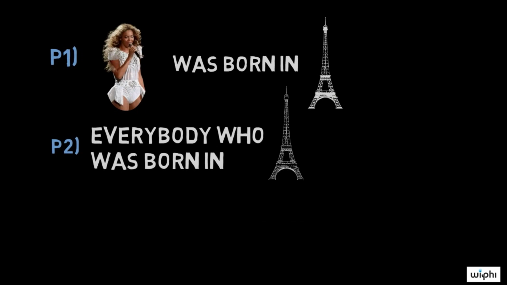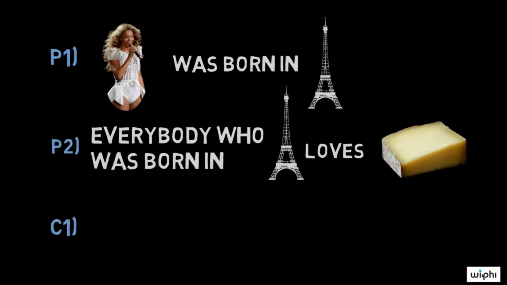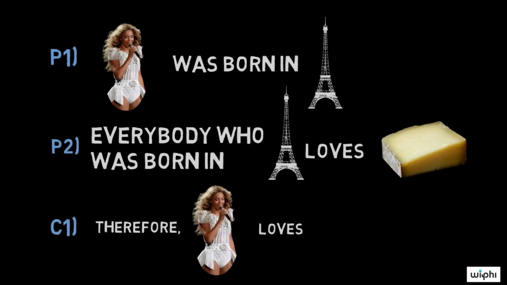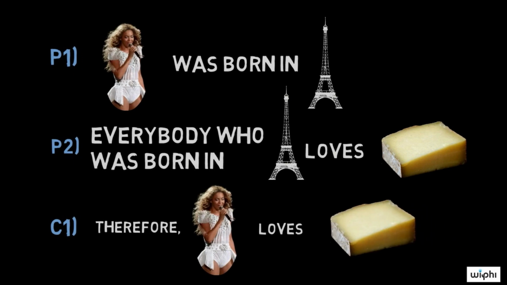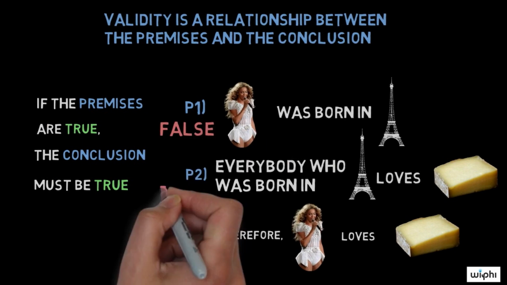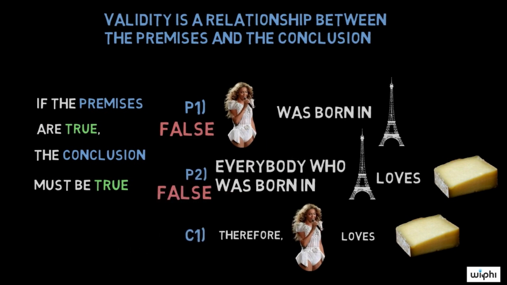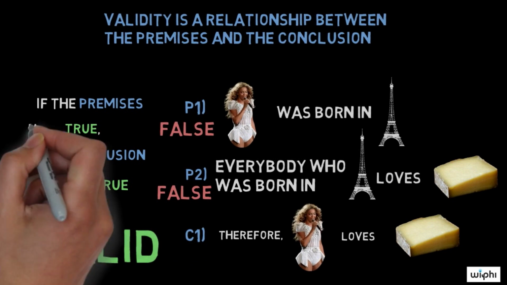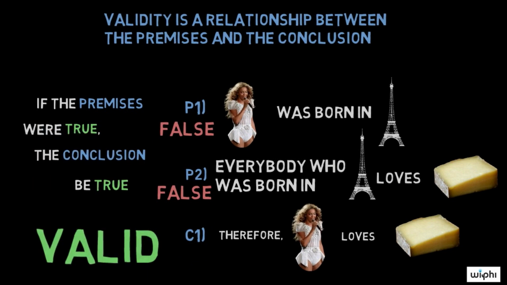Consider, for example, this argument. Premise 1. Beyoncé was born in Paris. Premise 2. Everybody who was born in Paris loves cheese. Conclusion. Therefore, Beyoncé loves cheese. Those premises are false. Beyoncé was born in Houston, and I'm willing to bet that at least some people born in Paris hate cheese. Still, it's a valid argument. If the premises were true, then the conclusion would have to be true.